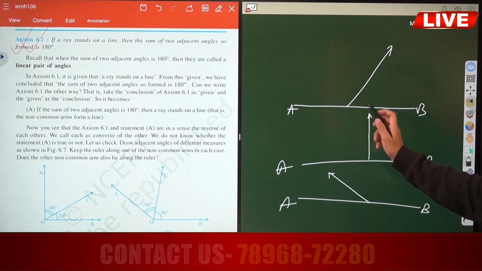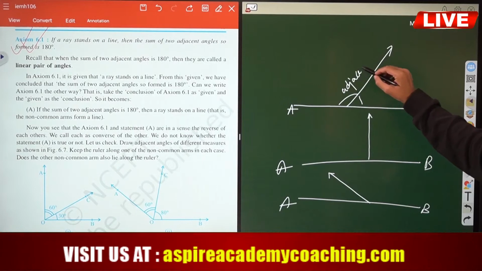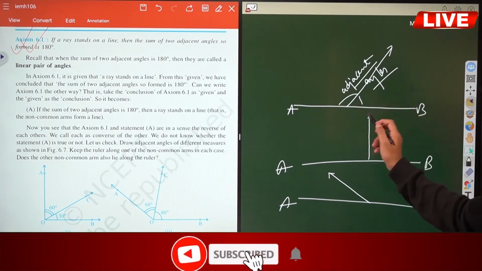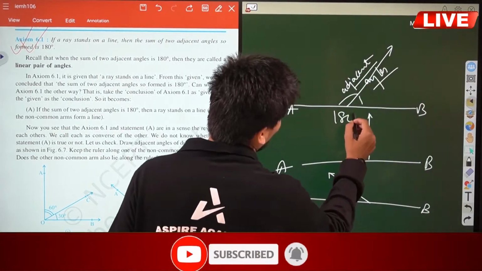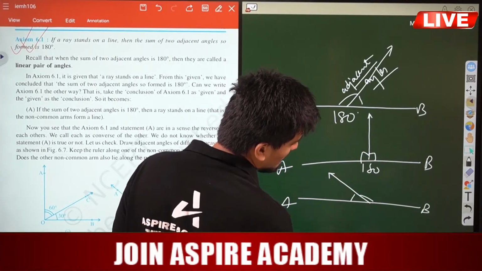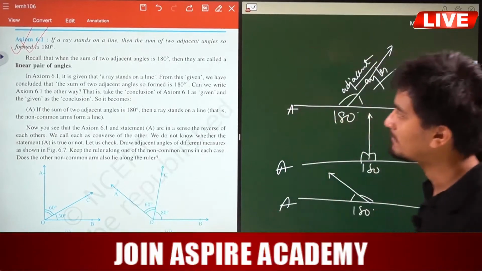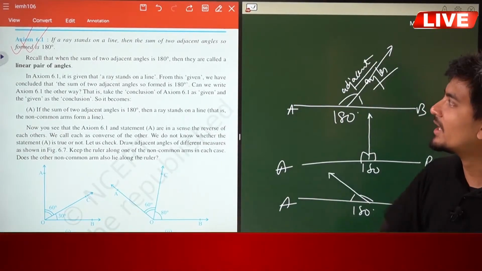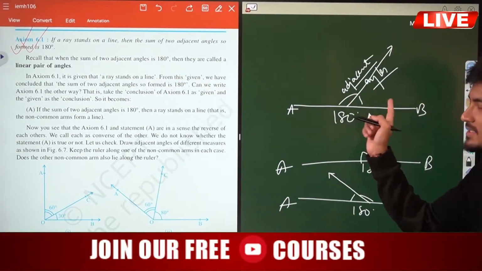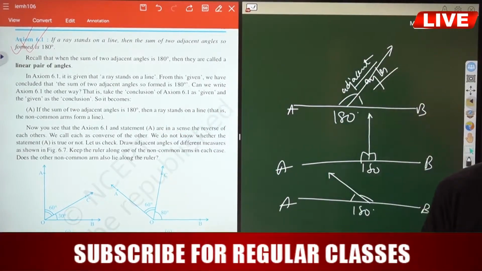So then the ray stands on a line. What angles are they? They are adjacent angles, right? And how many degrees? The straight line has 180 degrees, right? So the sum of the two adjacent angles is 180 degrees. If a ray stands on a line, then the sum of the two adjacent angles is 180 degrees. Understood? This is what this axiom says.